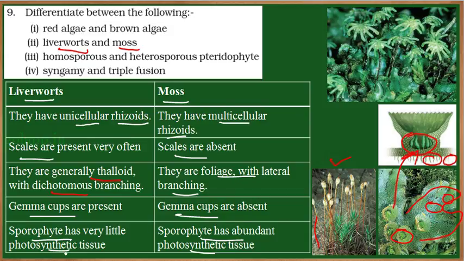And in liverworts, the sporophyte plant body has very little photosynthetic tissue. In mosses, the sporophyte plant body has abundant photosynthetic tissue. So these are the differences between liverworts and moss, which belong to the division bryophytes.